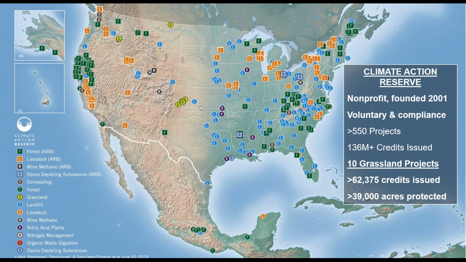To get a sense of where the existing US grassland projects are, we've got a few here in southeastern Colorado, northern Montana, and eastern Oregon. There's currently 10 grassland projects. We've issued over 62,000 credits to those projects in the last couple of years, and that covers more than 39,000 acres.